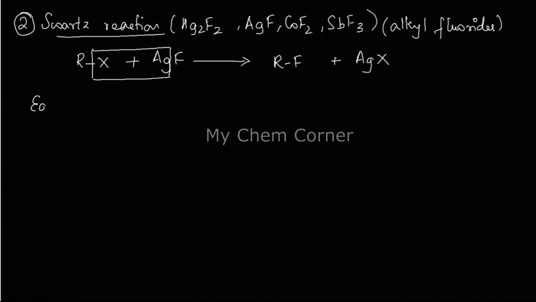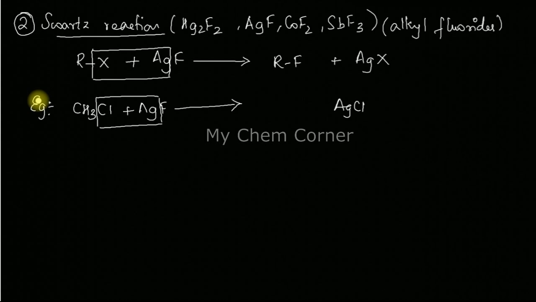Now let's take an example of this. Instead of the R group, I'm just going to take CH3Cl plus AgF. Now again, what will happen? The bond between CH3 and Cl will get broken, and Cl will go with Ag and you will get AgCl plus the remaining part of the molecule will start bonding, CH3F. So you're going to produce methyl fluoride from methyl chloride.